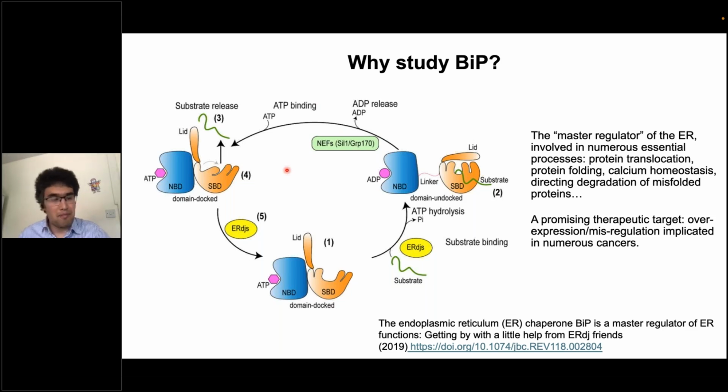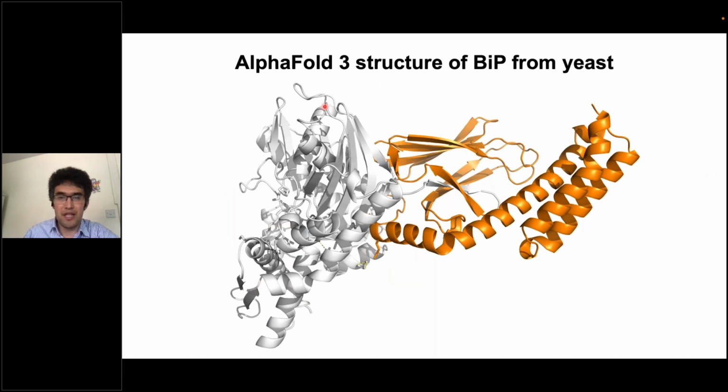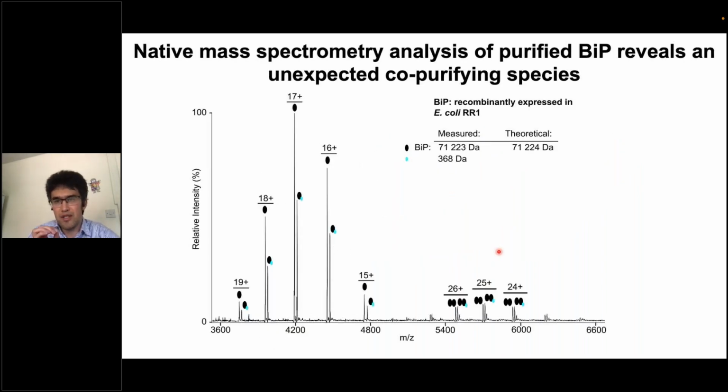So I set out to study BiP using native mass spectrometry to see what new insights I can gain using this technique into nucleotide binding and the way nucleotide binding regulates this protein. So that's what BiP looks like again. This is the AlphaFold 3 structure of BiP from yeast. So there's the nucleotide binding domain shown on the left, and the more elongated substrate binding domain shown on the right.